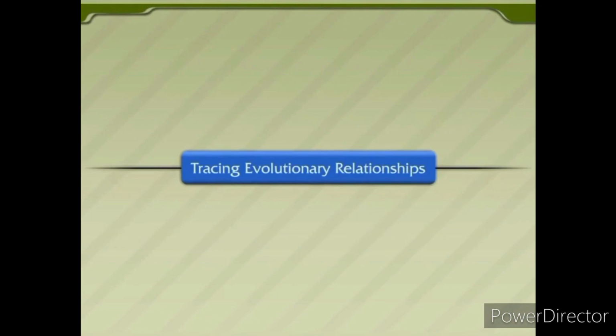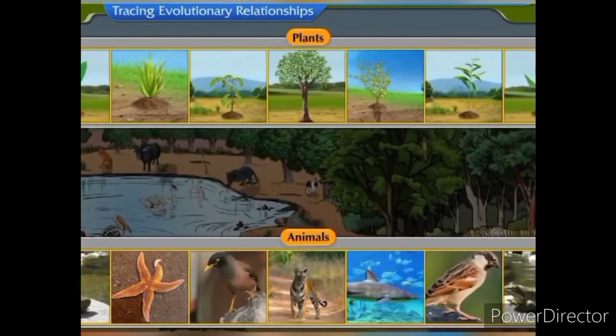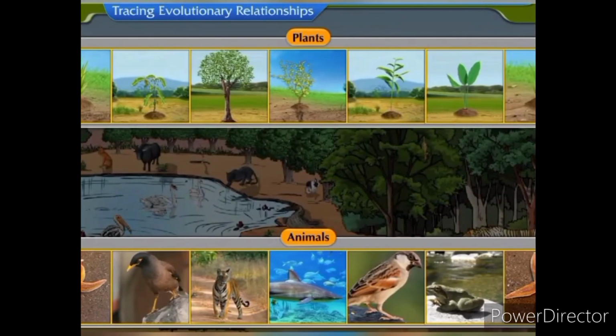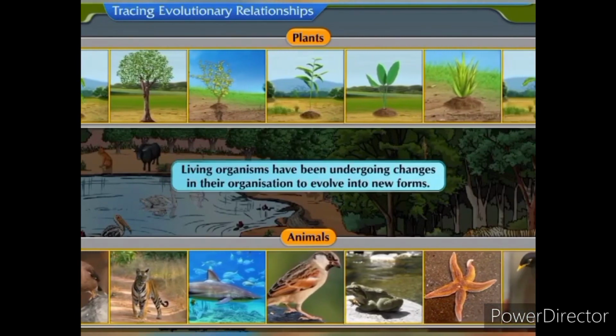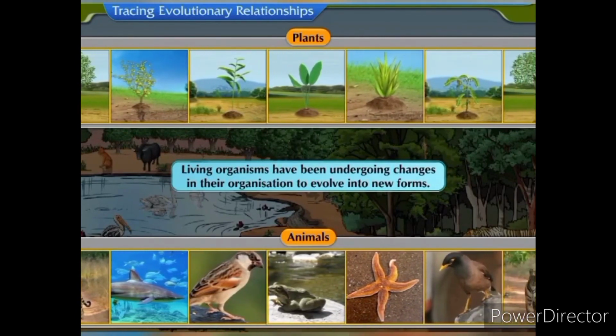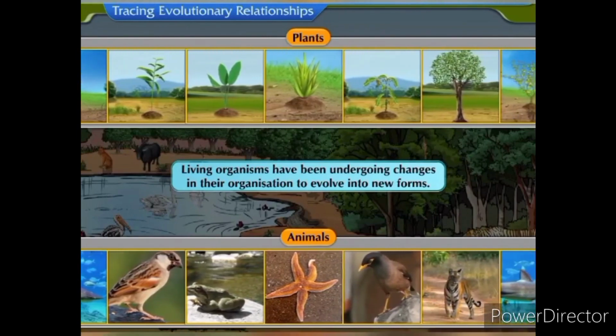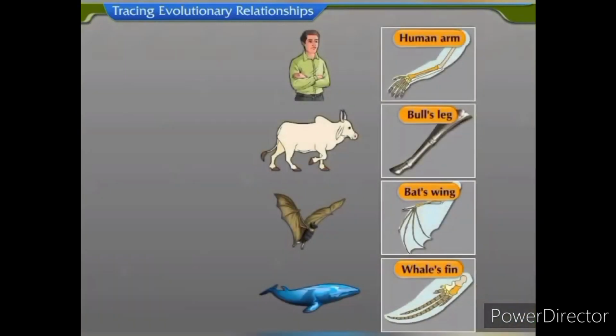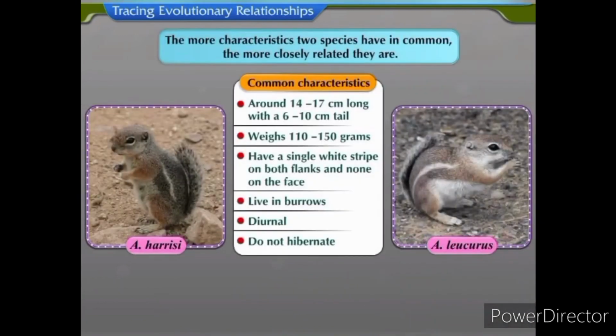Tracing evolutionary relationships. Several biological studies have suggested that right from their origin, living organisms have been undergoing changes in their organization to evolve into new forms. A number of common features of different organisms provide an evidence in favor of evolution. The more characteristics two species have in common, the more closely related they are. The more closely they are related, the more recently they will have had a common ancestor.